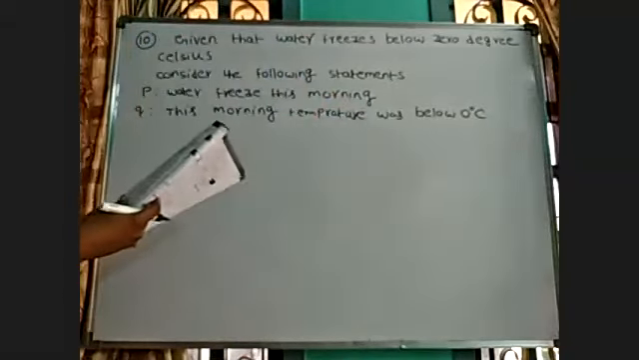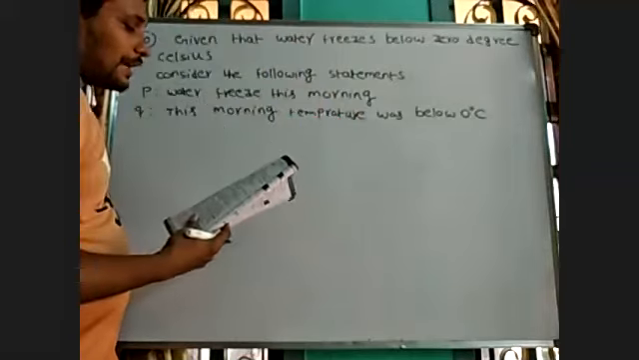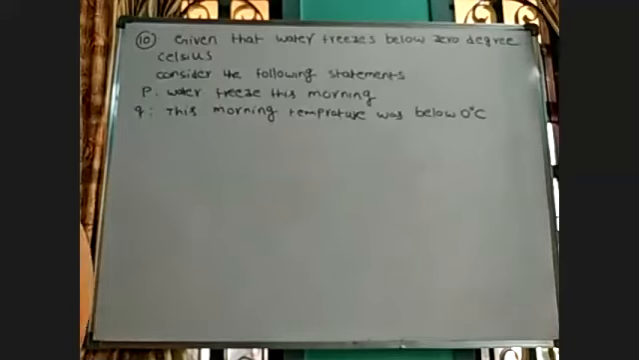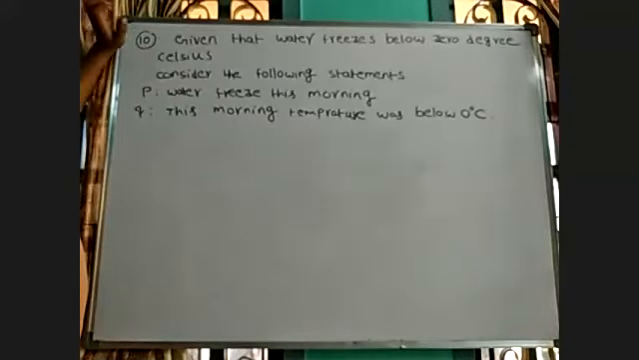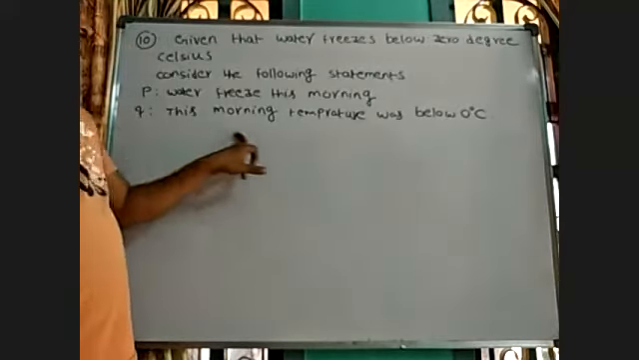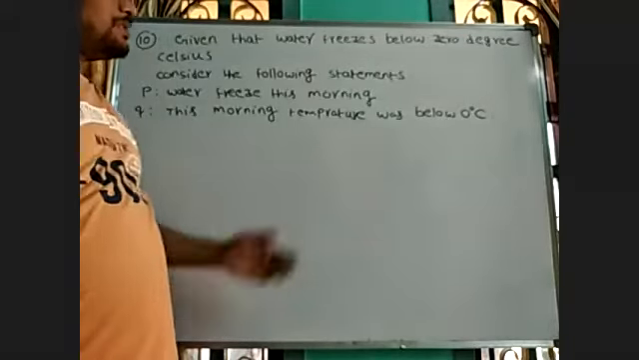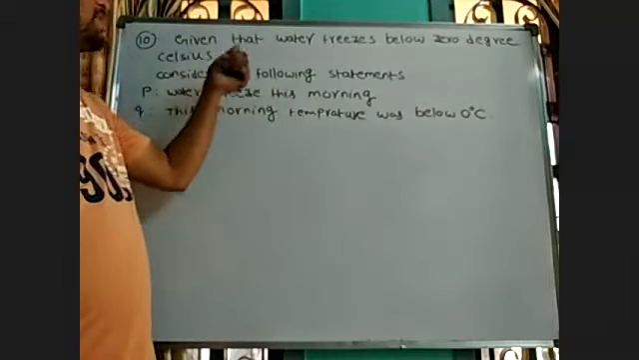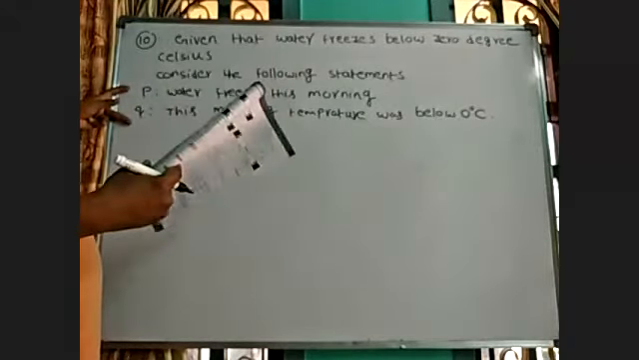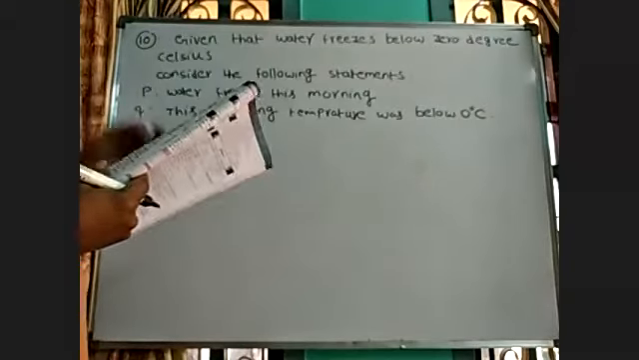See what options they give: P and Q are logically equivalent. Given that water freezes below 0 degrees Celsius, this is the statement. P is water freezes this morning, Q is this morning the temperature was below 0 degrees. Freezing means it is below 0 degrees only. That's why both are logically equal. Option 1 is correct.